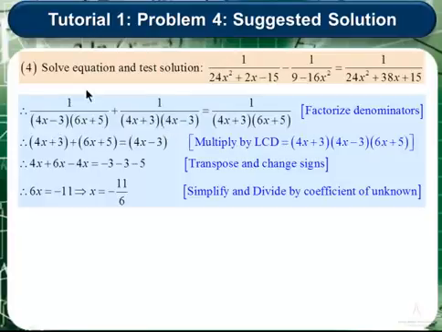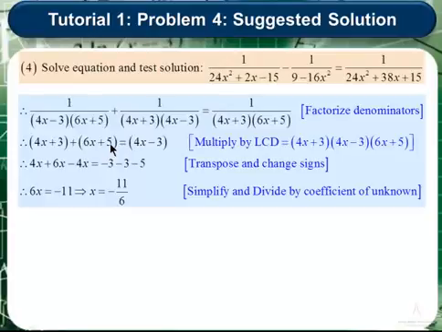And if you multiply the first term on the left hand side with the LCD, we remain above the line with 4x plus 3, the one factor that was not part of this denominator. And similarly, for the second term, we will remain with 6x plus 5 above the line.